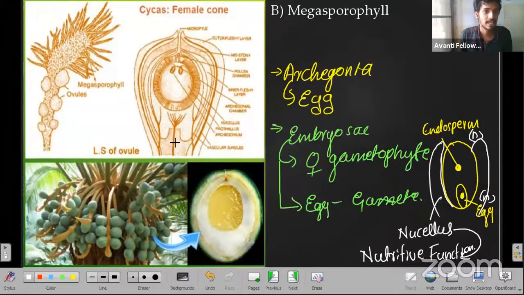Can you call the egg an oosphere? You can. We told you that earlier. You can call it an oosphere, not oospore. Okay, oosphere. Remember.